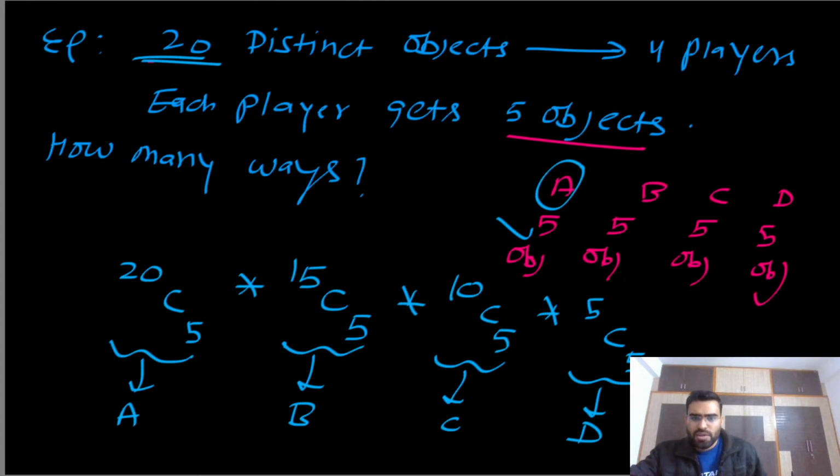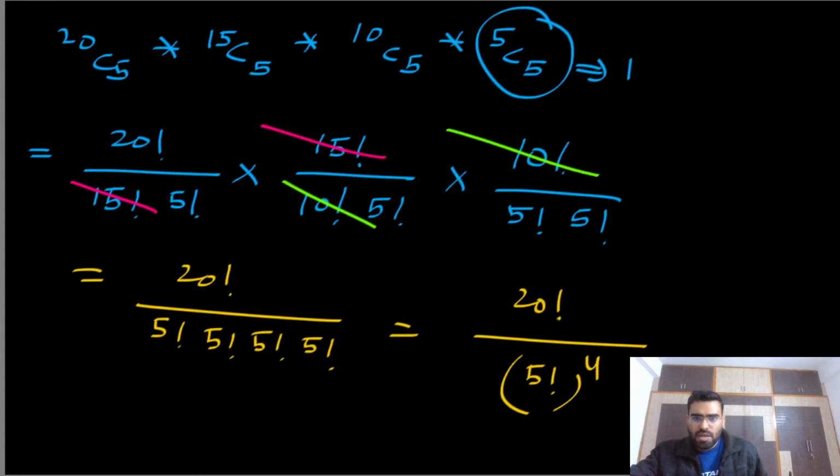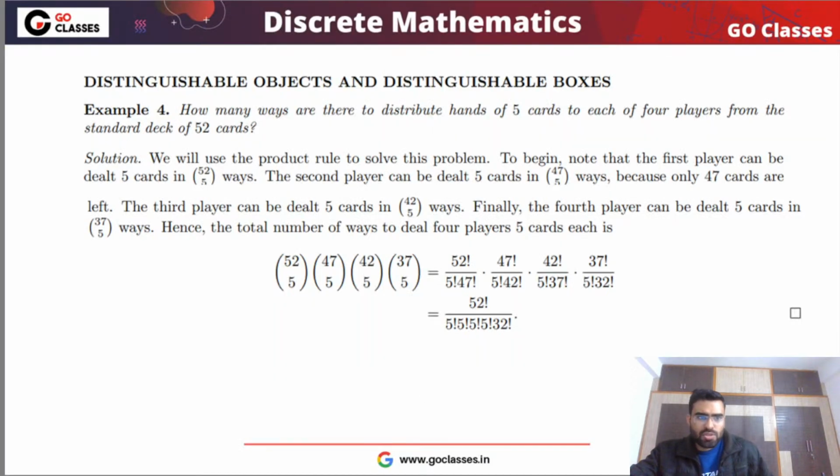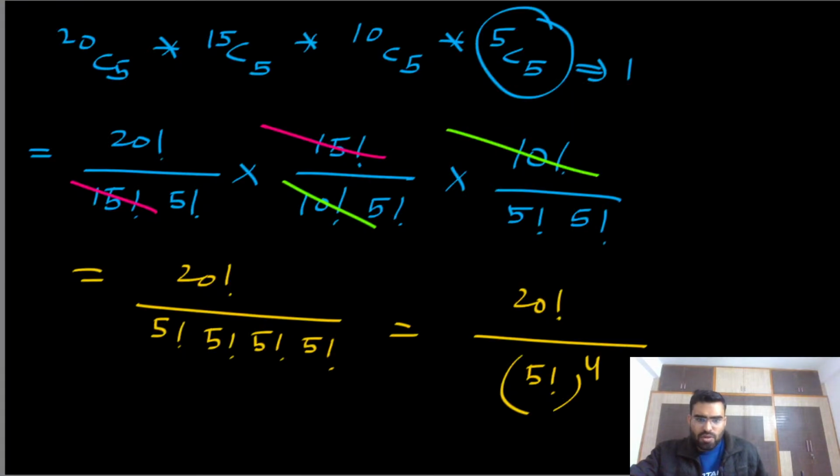Now let's see this question. So what is the answer for this? Actually, let me give you a formula. I will not give you the proof, because this is just a revision session. If you want the proof, you can watch the discrete mathematics lectures on the Go Classes website, where I have explained everything with the proof.